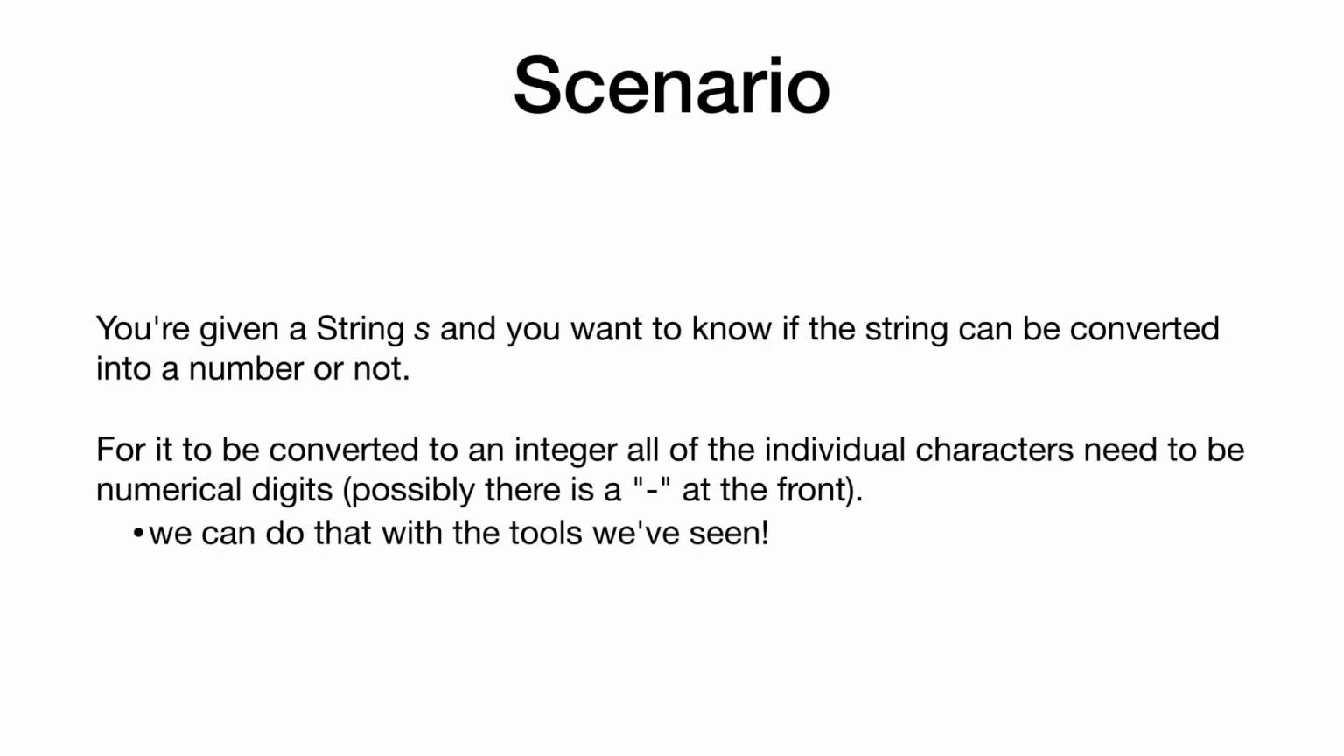So here's the scenario we're given again. You're given a string S, and you want to know if the string can be converted into a number or not. In this case, we're only talking about integers for now. We might talk about something else in the future. But for it to be converted to an integer, if you think about a string, the property it needs to have is that all of the characters in the string need to be numerical digits. There may or may not be a negative, but it has to be at the first position.